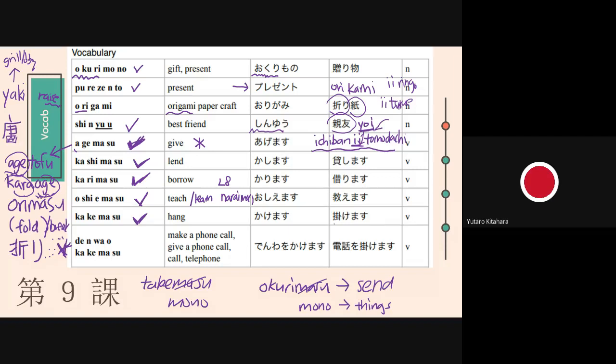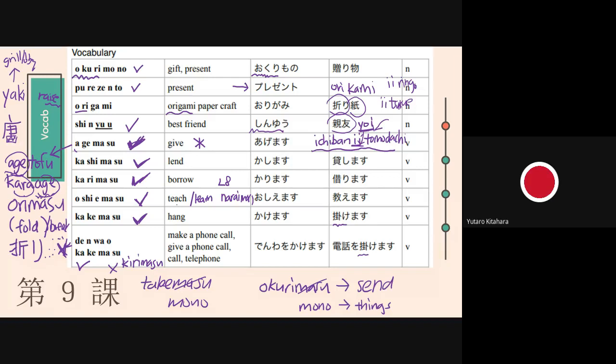But you see, kakemasu is hang. Sounds like hang up, right? But it's not. How do Japanese say hang up the phone? They say cut the phone. How do you say cut? You all remember? Cut, anyone? Kirimasu, correct. Because it's electric, they cut it off, which means hang up the phone. Kirimasu is cut. That means the opposite. Kakemasu is call.